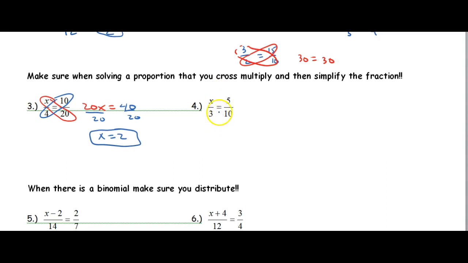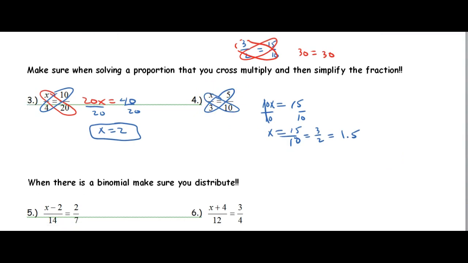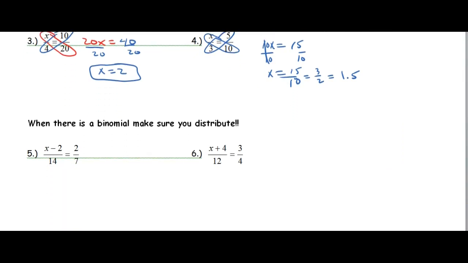Now, number 4. If I cross multiply here, 10 times x is 10x, equals 3 times 5 is 15. When I divide by 10, what do I get? x equals 15 over 10, which is equivalent to 3 over 2, but you could also put 1.5. If you think about it, 1.5 over 3 would reduce to 1/2, and 5 over 10 is equivalent to 1/2. So 1.5 is the value of x that makes those two ratios proportional.